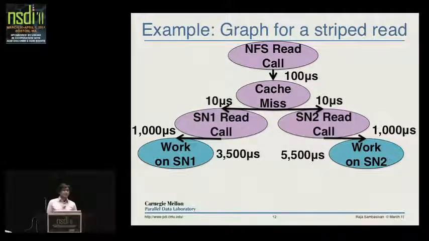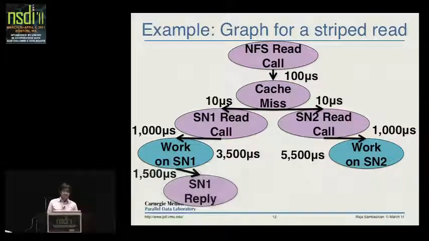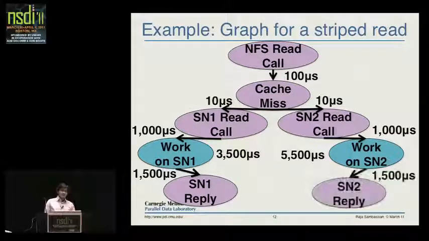Right? So the work on storage node 1 finishes first. And we see that the storage node 1 replies. The network time for reply is about 1.5 milliseconds. So there's a really slow network. Right? Sometime later, we see the second storage node replies. And this information is logged in the request flow graph. And this also takes about 1.5 milliseconds.